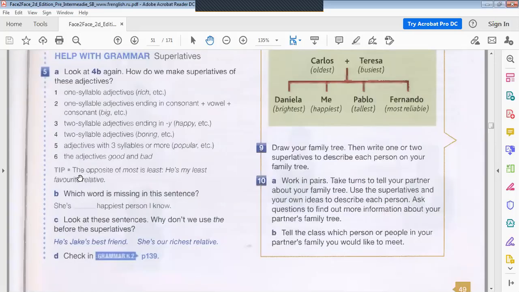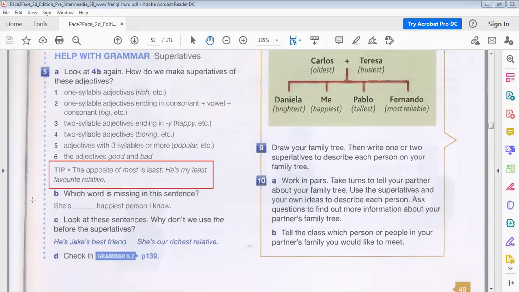All right, so there's another tip here. Can you see this tip? It says that if you want, you can also use the least instead of the most. So you can say, he's my least favorite relative, or for example, that movie is the least interesting movie I've seen. So instead of saying the most boring, you say the least interesting. It's the opposite, that's the idea. Do you get the idea? My least favorite means the most hated, for example. So this is the idea.